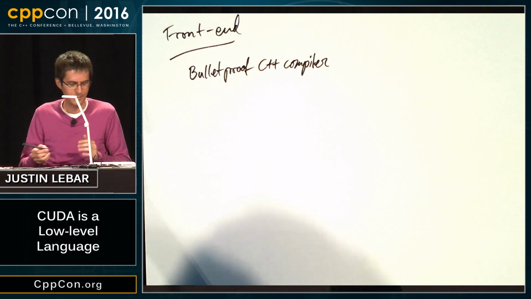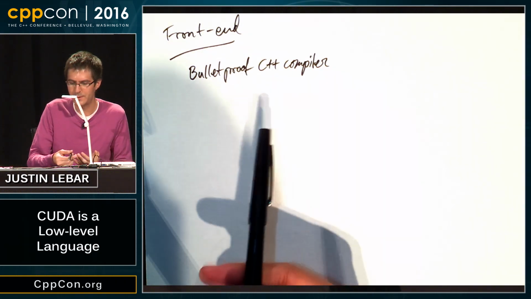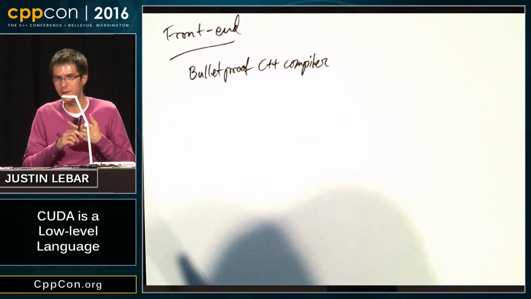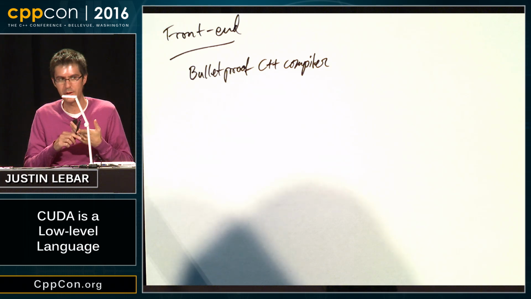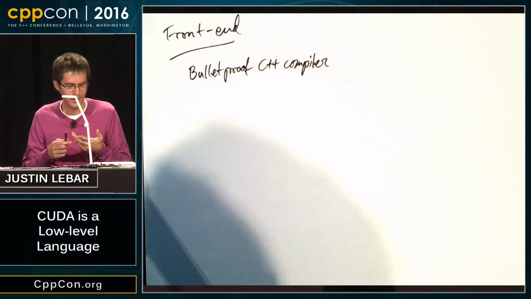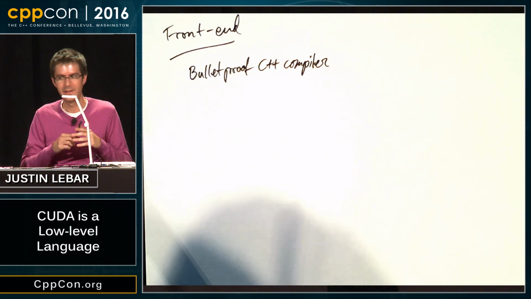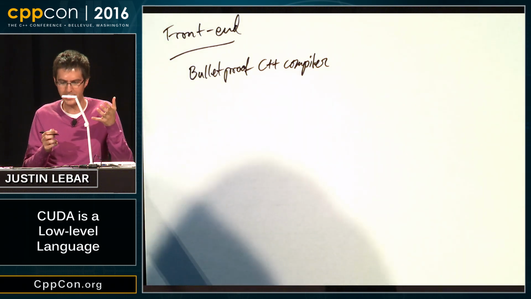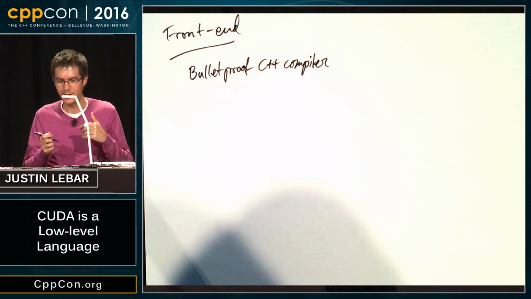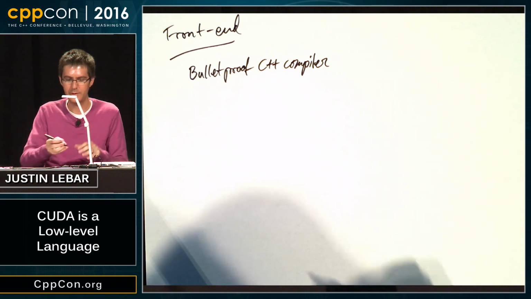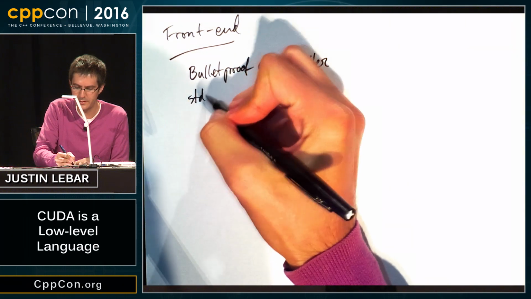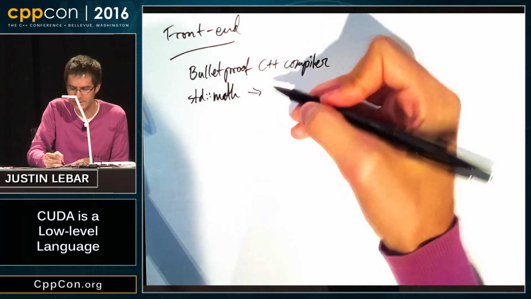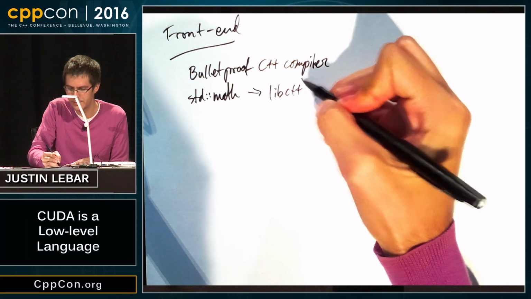Similarly, you get other advantages from Clang. We're known for having fast compilation. Clang compiles CUDA code about twice as fast as NVCC. We're also known for having good error messages. You get that for free, right? Also, this philosophy of being bulletproof applies to some of the things that the compiler gives you. So for example, std math. Our std math passes libc++'s test suite.